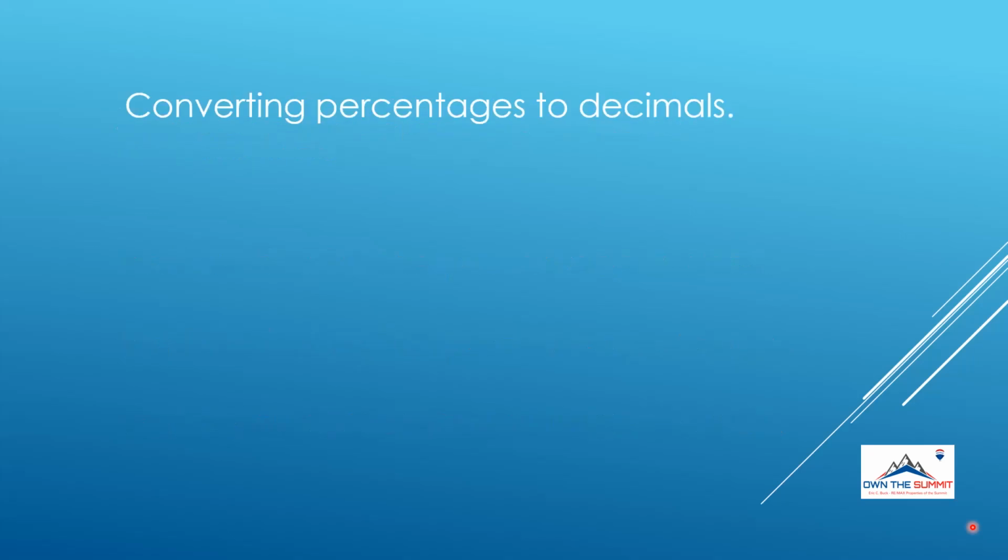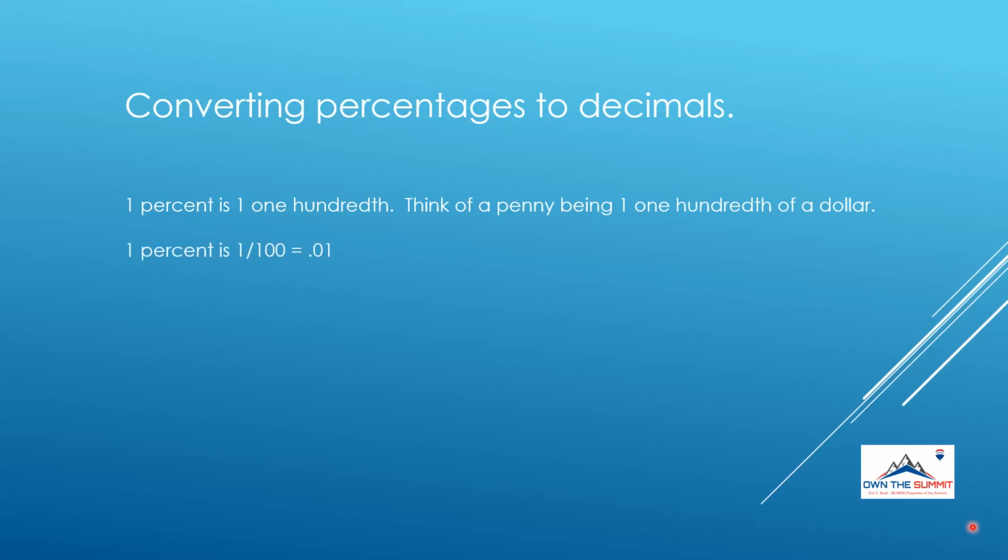So let's start out by converting percentages to decimals. So 1% is 1/100th. Think of a penny being 1/100th of a dollar. 1% is 1 divided by 100, or 0.01. 10% would be 0.10. 75%, 0.75. 100% is 1. And 150% is 1.5.